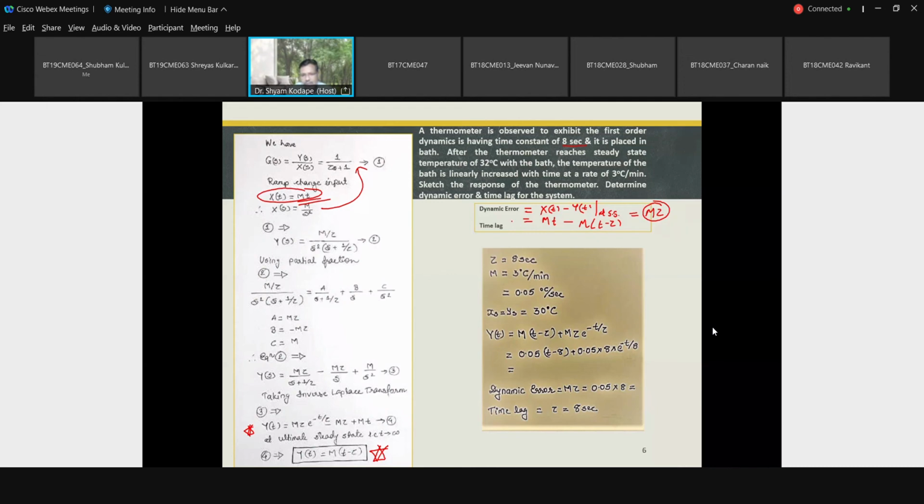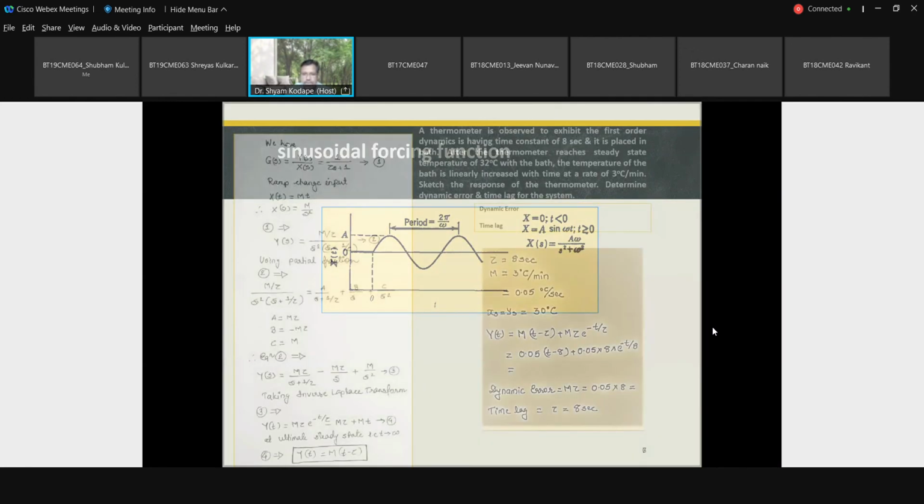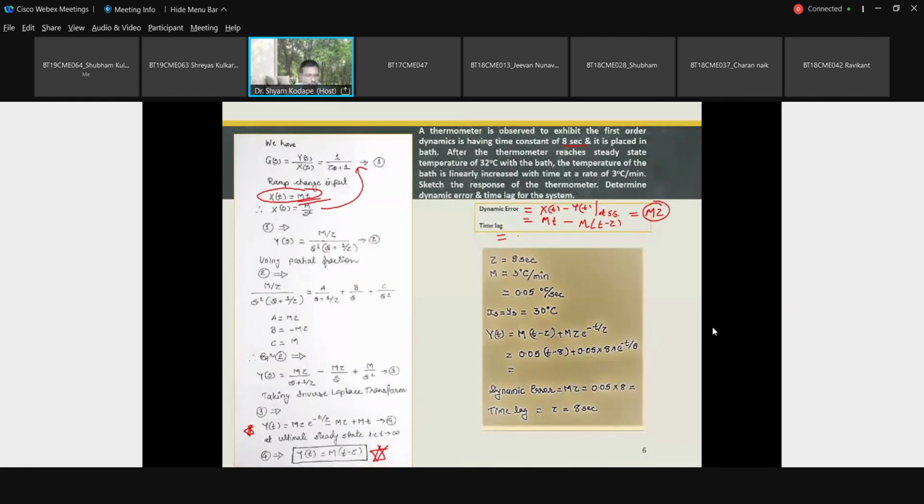And what is time lag? Time lag is defined as the time taken by the response to reach the value of the input. To reach the value of the input, that is nothing but xt by m. So we can say that it is nothing but tau, that is our time constant.